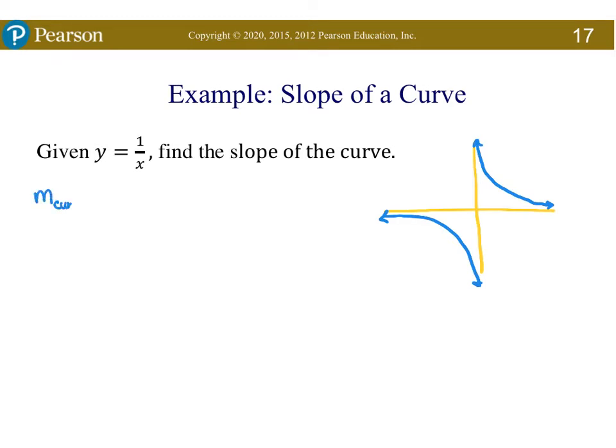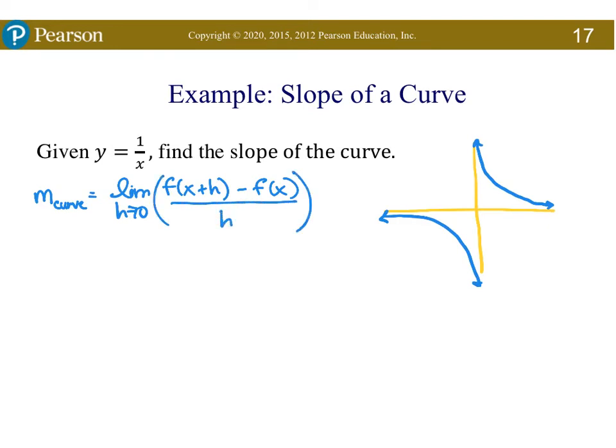So the slope of a curve is going to be the limit as h approaches 0 of f of x plus h minus f of x all over h, and that whole thing in parentheses. So I'm going to take x plus h and plug it into the equation. So I will have 1 over x plus h minus, and then f of x itself, which is just 1 over x, and the whole thing over h.